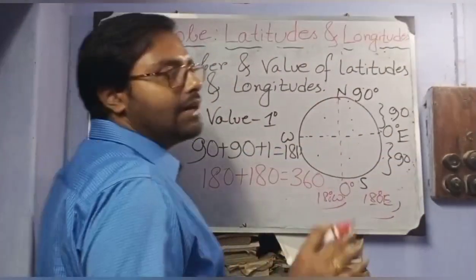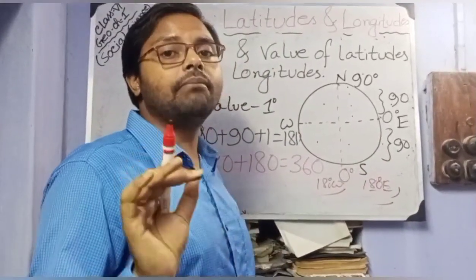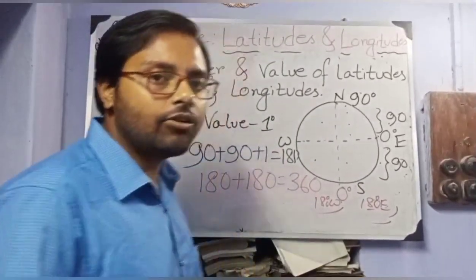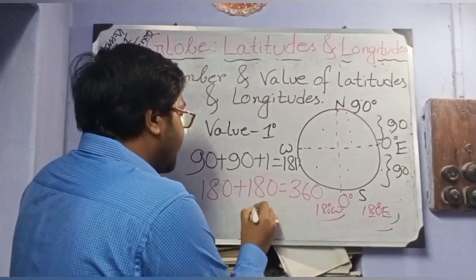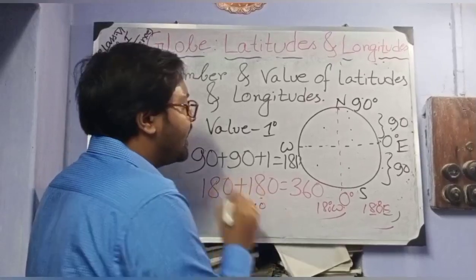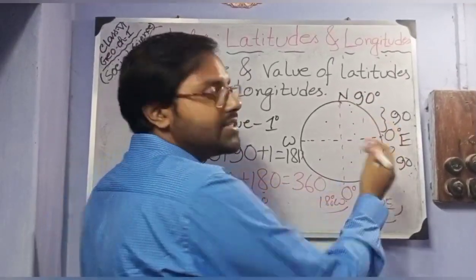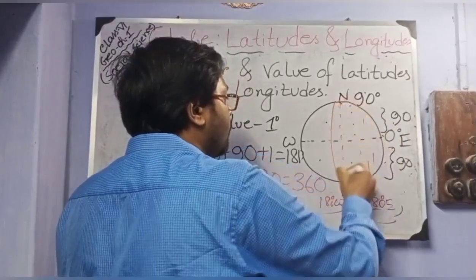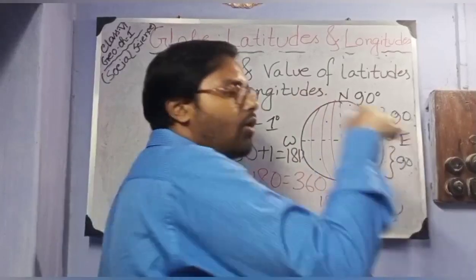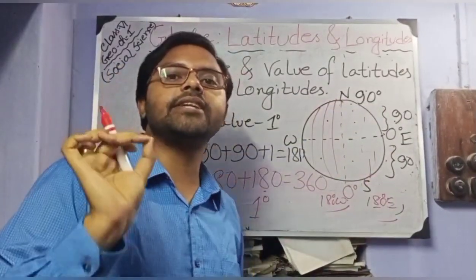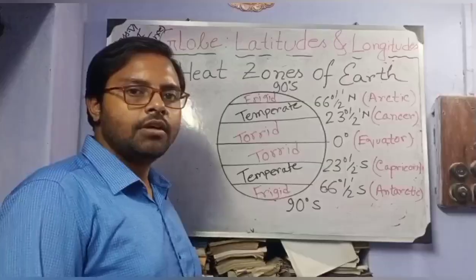So we will come to the international dateline points, but remember that there are 360 longitudes and each of their values is 1 degree. 1 degree east, 2 degrees, 3 degrees, 4 degrees, like this. And similarly 1 degree west, 2 degrees west, 3 degrees west, like this. Throughout the globe it has 360 degrees, 180 in the east and 180 in the west.